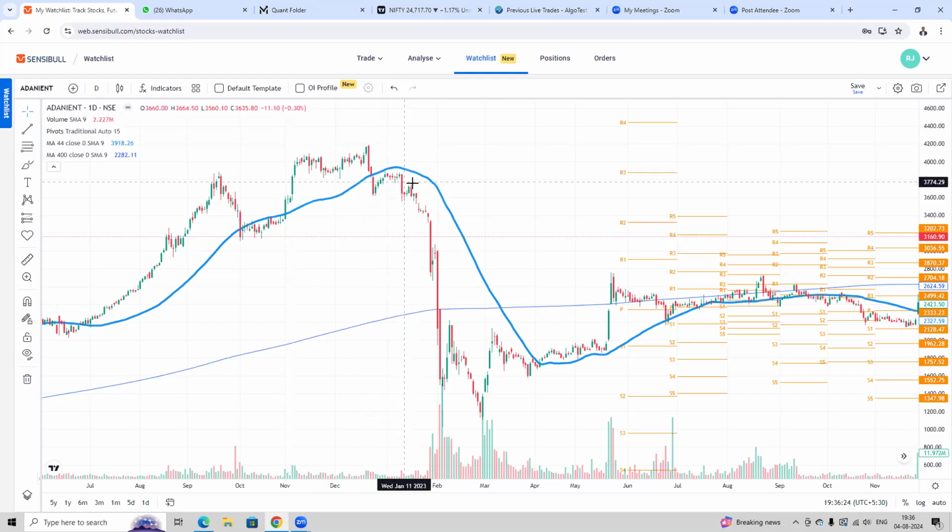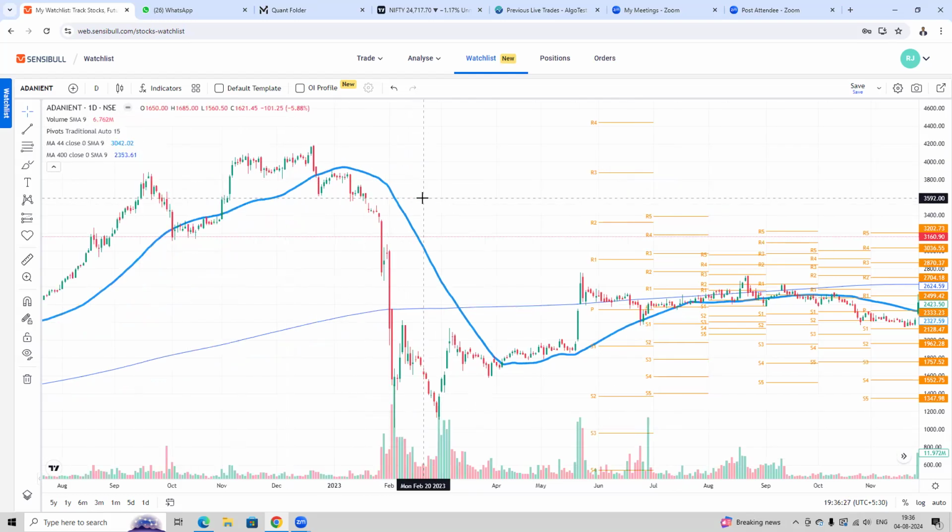Just exit. See here, it is a beautiful short. The trend line is coming down and the candle is opening below the 44 days moving average. So the moving average will tell you how the average price is going, whether it is an upward trend or downward trend. Whenever the 44 days moving average is higher and higher, you need to be very cautious. It will tend to be on a higher side. Whenever it is broken, you can just enter here.